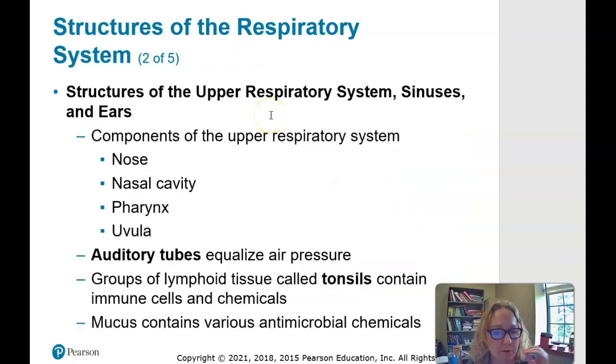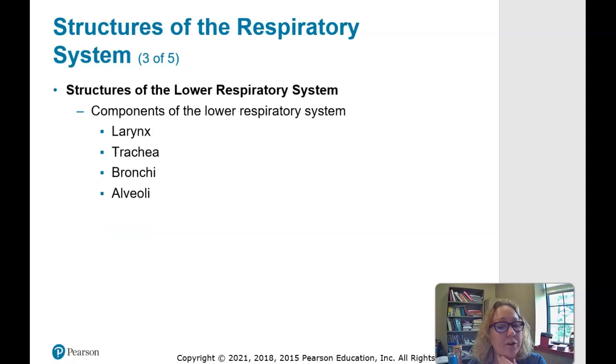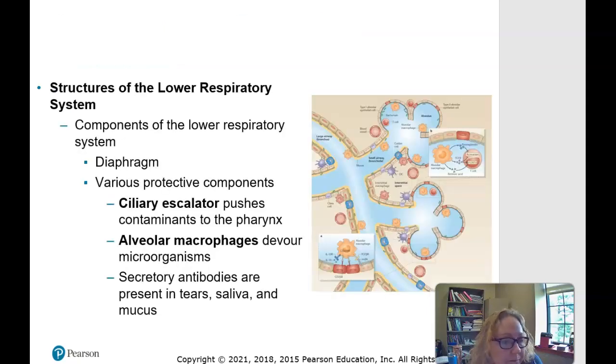Okay, so the upper respiratory, like your nose, your sinuses back here, your nasal cavity, all that, the auditory tubes that equalize pressure, your tonsils, all those things. That's going to be your upper respiratory. Your lower is your trachea and down, your bronchi, your alveoli, your lungs, right? Okay, so upper and lower.